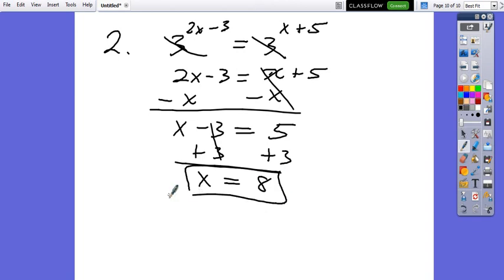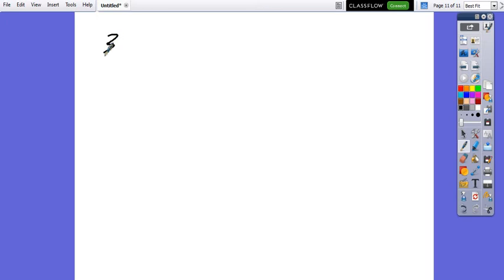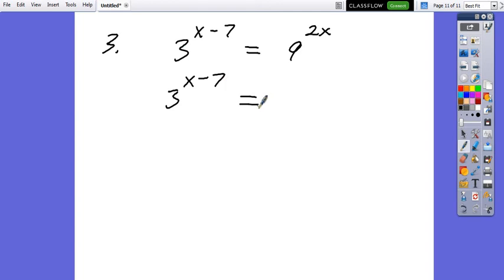Now, there are other basic problems, such as if I have 3 to the x minus 7 equals 9 to the 2x. All right, here I do not have the same base. But 3 is a prime base, and you can't do anything with the prime base. You can't make it more simple. So I can make this 9 simpler. I can convert it into 3 squared. So 3 to the x minus 7 gets rewritten, and then I'm going to rewrite the 9 as a 3 squared.